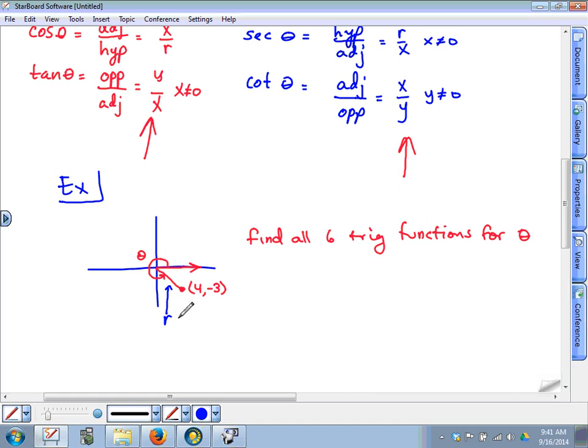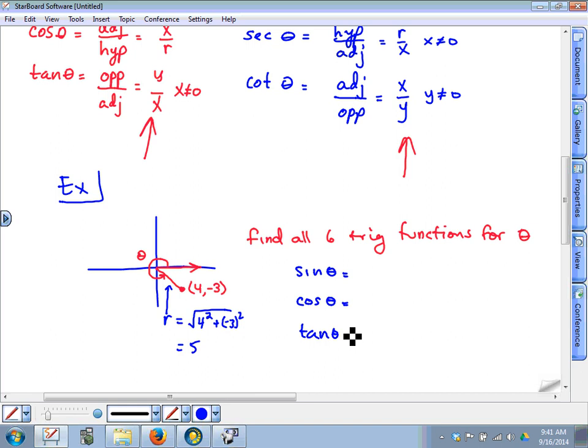What's the length of r? It's a squared plus b squared, and then you square root. This is the Pythagorean theorem. 4 squared is 16. -3 squared is 9. 16 plus 9 is 25. The square root of 25 is 5. So we got lucky, we got a 3, 4, 5 triangle here. R equals 5. So the sine of theta, cosine of theta, and tangent of theta.